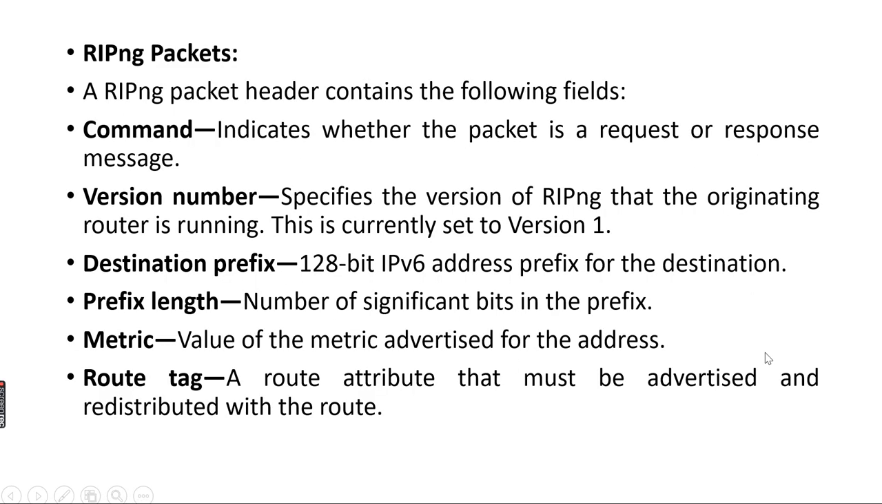Moving on to the RIPng packets. The packet header contains these fields: command, version number, destination prefix, prefix length, metric, and route tag. First, about the command. The command tells whether the packet is a request packet or a response packet. Request messages seek information from the router's routing table, whereas response messages can be of two types.